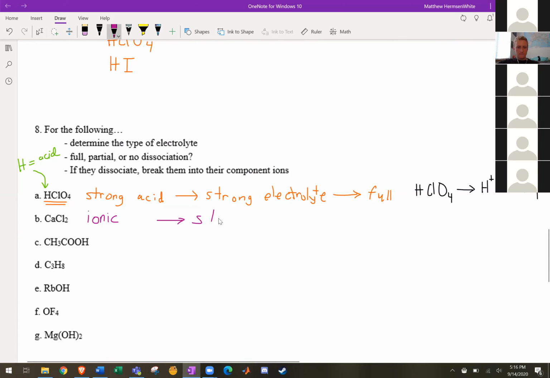So we have an ionic compound, a soluble ionic compound. That would be a strong electrolyte. So soluble ionic compound, strong electrolyte, that means it has a full dissociation. Or in other words, it's going to completely break up into its ions. So we have CaCl2, and this is going to dissociate into calcium 2+ and 2 chlorine ions. Now, notice that the chlorines don't stay together. They break up as well. It's completely dissociating. Everything is breaking up into its own pieces.